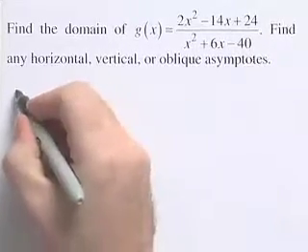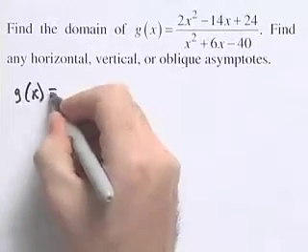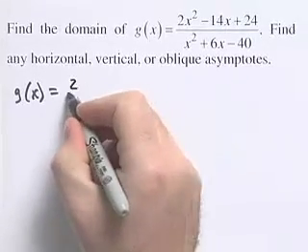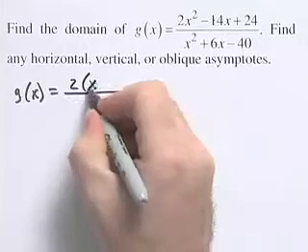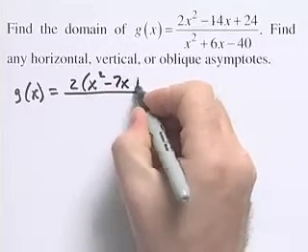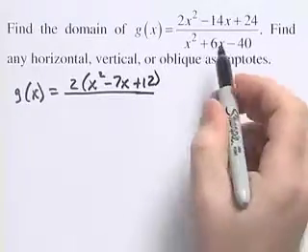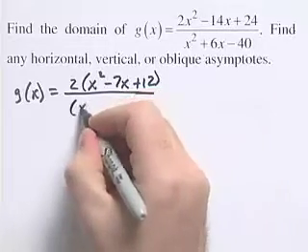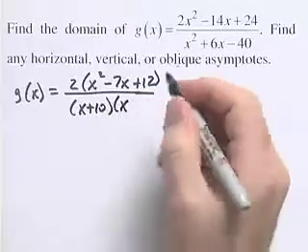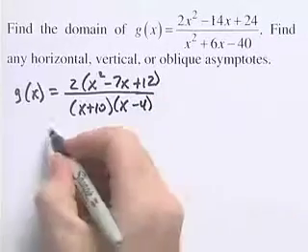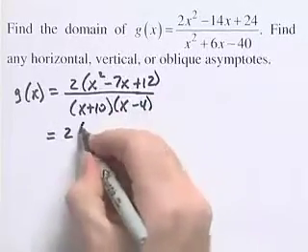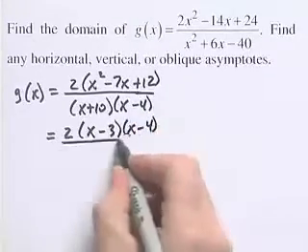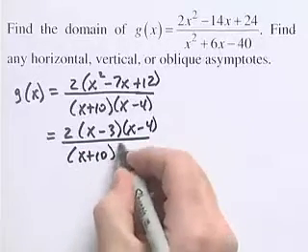So we want to start by factoring our function, and we'll factor both the numerator and denominator. In the numerator, we'll pull out a 2 first. That'll give us 2 times (x² − 7x + 12). In the denominator, there's no common factor we can pull out, but we can go ahead and factor that as (x + 10) times (x − 4). Continue factoring in the numerator. We get 2 times (x − 3) times (x − 4), divided by (x + 10) times (x − 4).